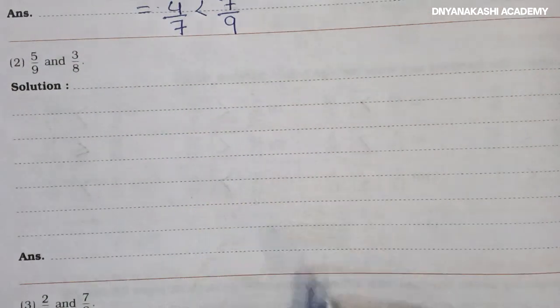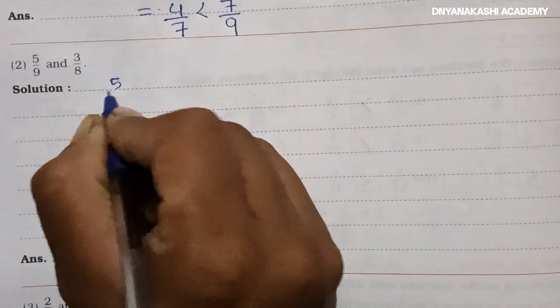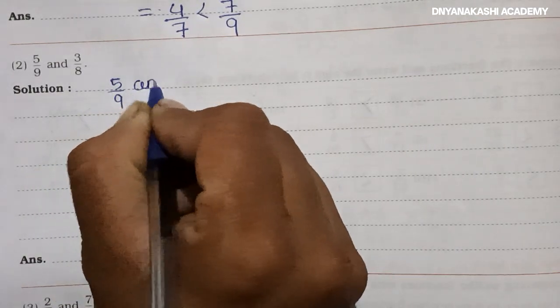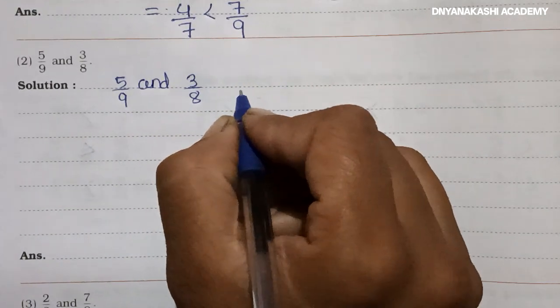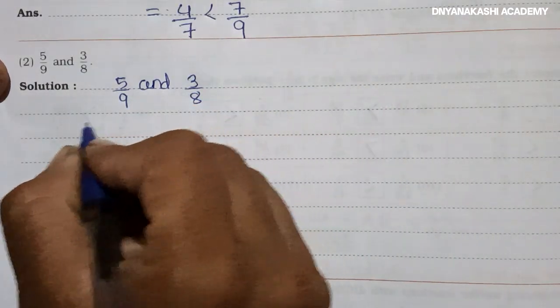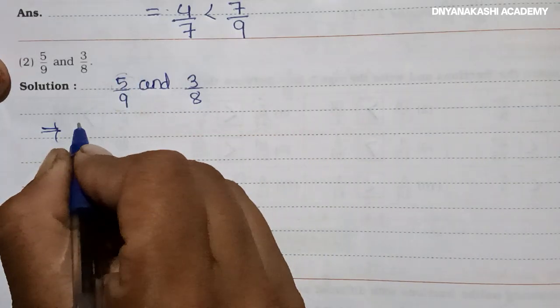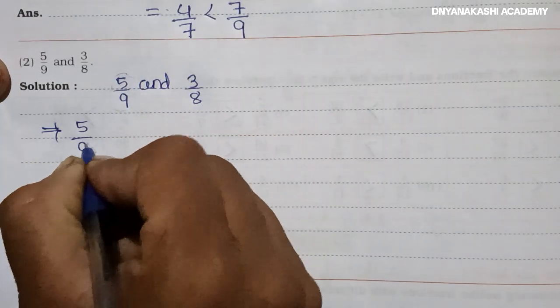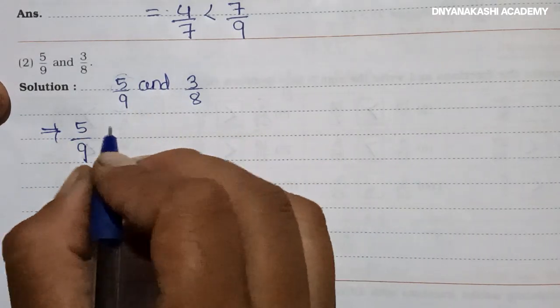And the second one is 5 by 9 and 3 by 8. These two are the given fractions here. I write the equivalent fraction of 5 by 9 right here.